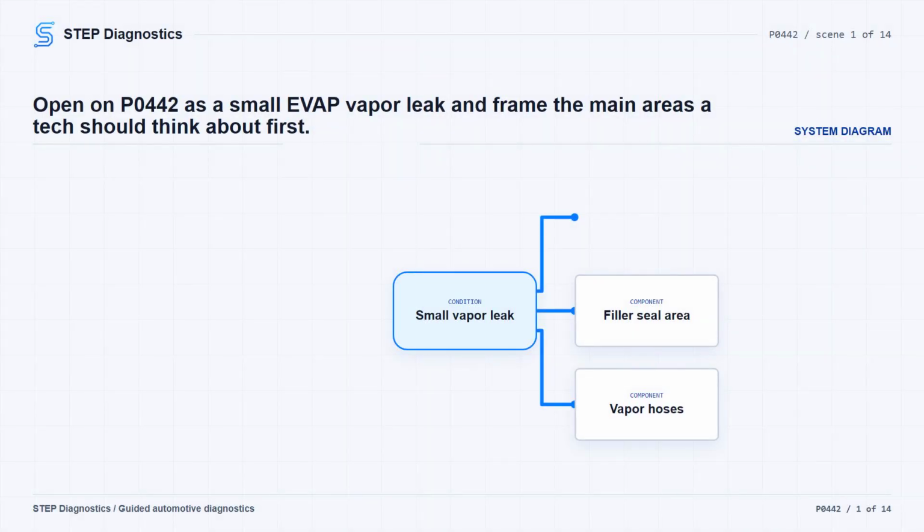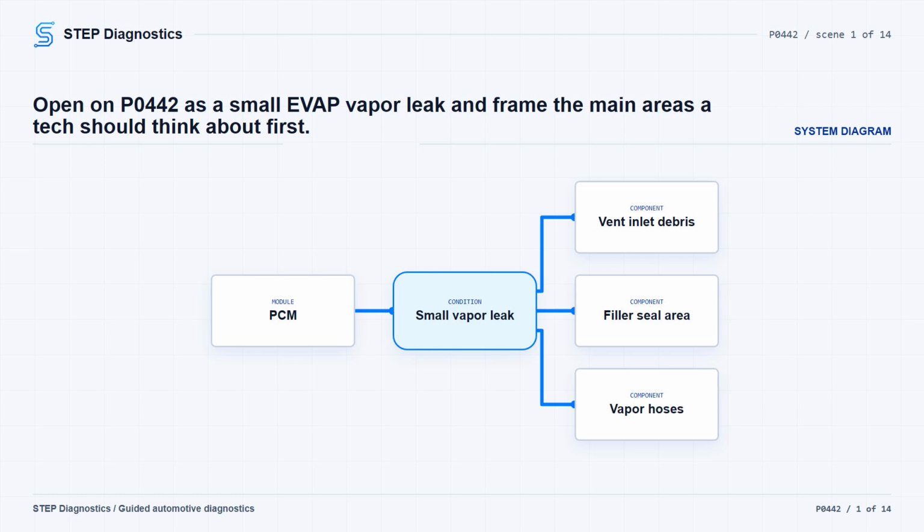On this F150, P0442 means the PCM may be seeing a small fuel vapor leak during the EVAP running loss monitor. The driver may only notice a check engine light, and the truck can otherwise feel normal. The broad fault areas often include the fuel filler sealing area, capless filler pipe or cap if equipped, vapor hoses and lines, the purge and vent side of the EVAP system, the canister area, or contamination around the vent inlet.